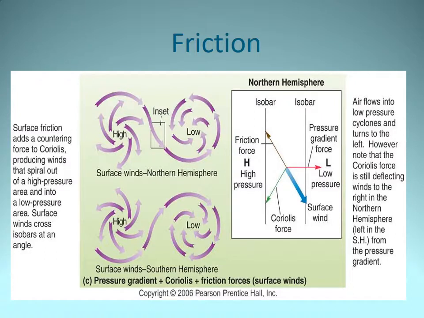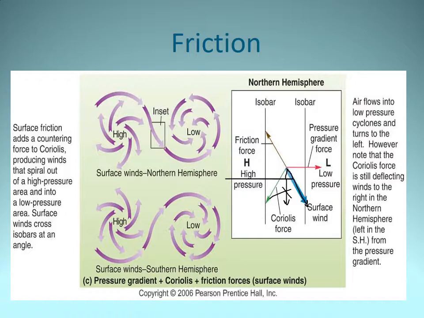What that does here is, instead of the wind going parallel to isobars, that doesn't happen. Wind actually moves toward the low, but at an angle. And so the wind actually crosses isobars, at about a 45-degree angle if you're dealing with rough surfaces like mountains, and maybe around 30 degrees if you're dealing with flat terrain.